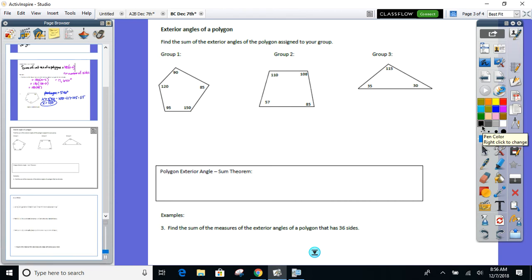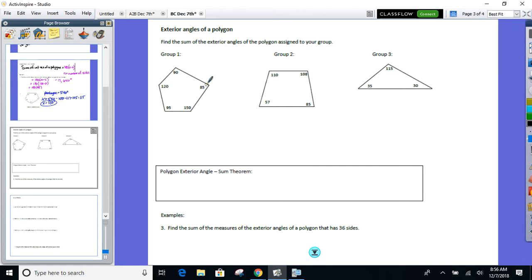Okay, here's what I need you to do right now. On your specific figure, I'm going to assign each group one of these figures here. I'd like you to find every exterior angle measure and let me know what it adds up to. These 3 groups right over on the left, you have figure 1. These 2 right in the middle, you got figure 2. And these 3 over here to the right, you have figure 3. Find all your exterior angles and add them up.